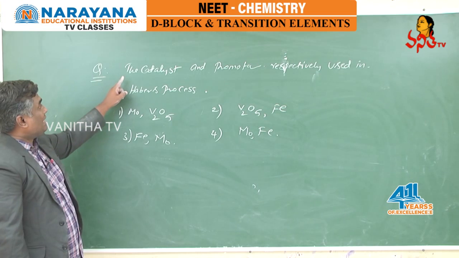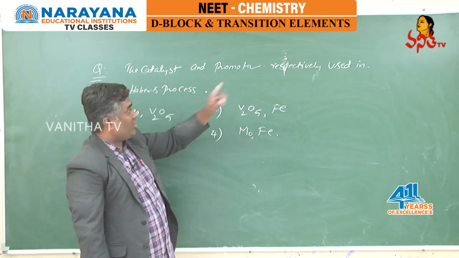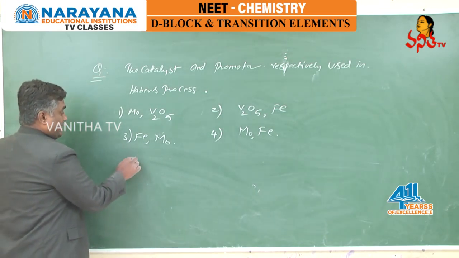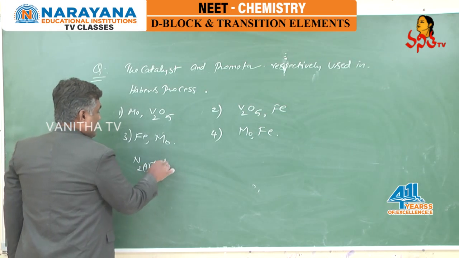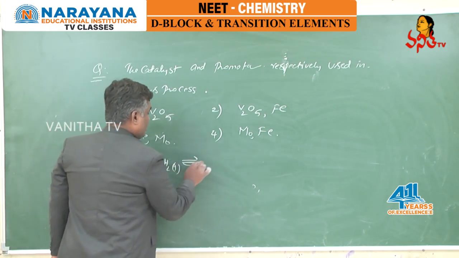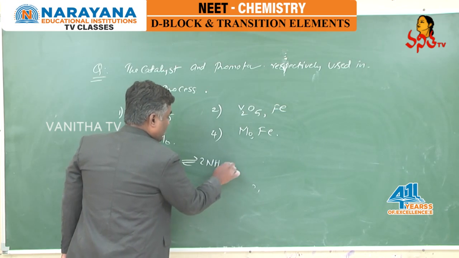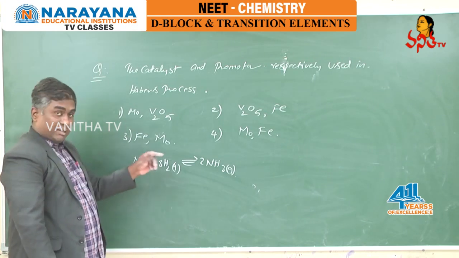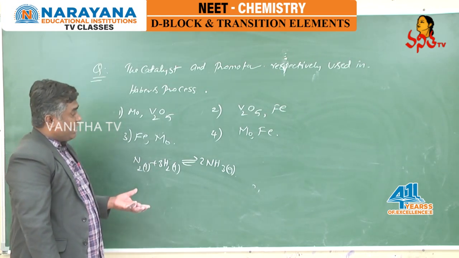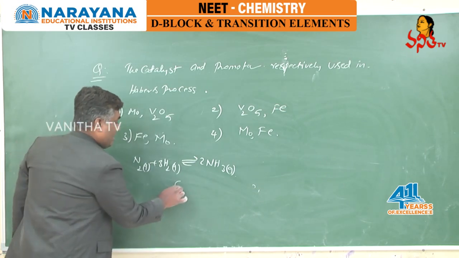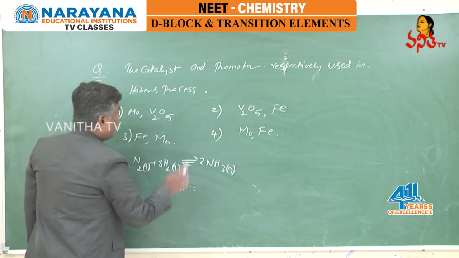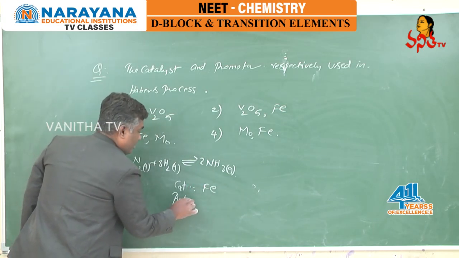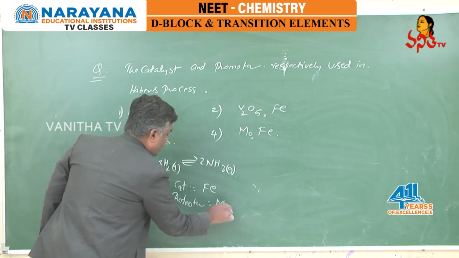They are asking the catalyst and the promoter respectively used in Haber's process. Generally, we prepare ammonia in this process. N2 gas plus 3H2 gas gives rise to 2NH3 gas. In Haber's process, we are preparing ammonia, and this is a reversible reaction. To accelerate the reaction, to increase the rate of reaction, generally we use a catalyst, and the catalyst we use is iron, and the promoter we use is molybdenum.